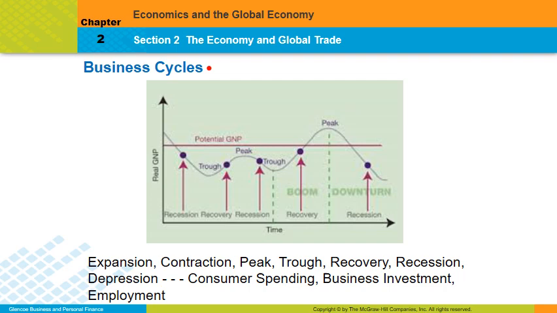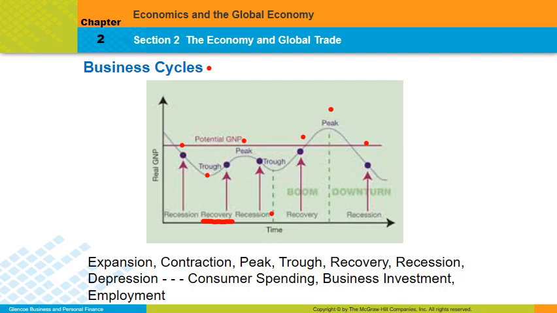Okay, so it may start out as recession, which is under the potential GDP. Once we hit the bottom of the trough and it starts to recover, it's called a recovery. All right, then it may peak and go into another trough, which is a recession. And then the recovery will be called a boom until it peaks, and then there's a downturn, and then there becomes another recession again. Okay, expansion, contraction, peak, trough, recovery, recession, depression.